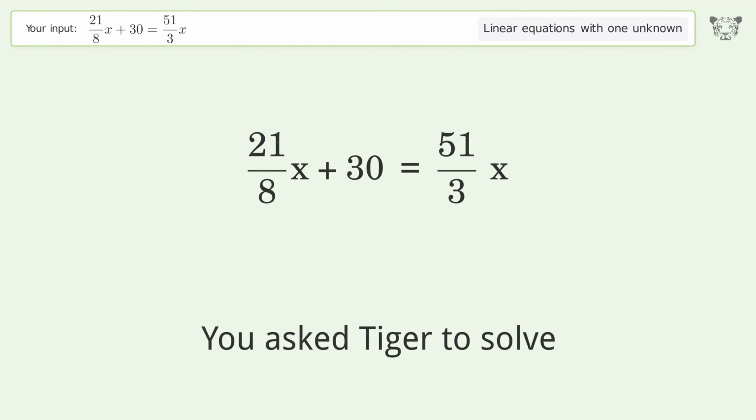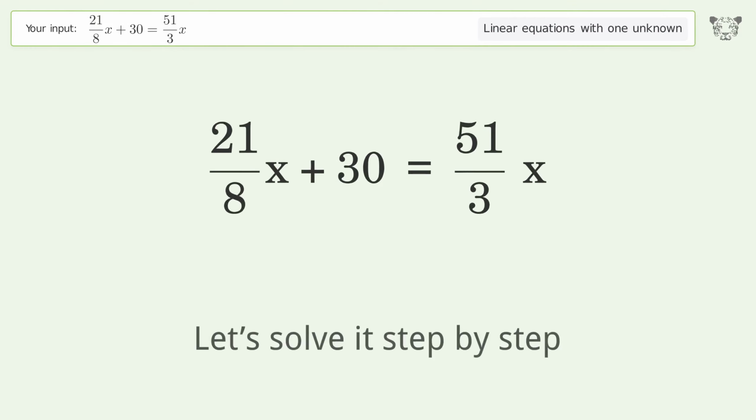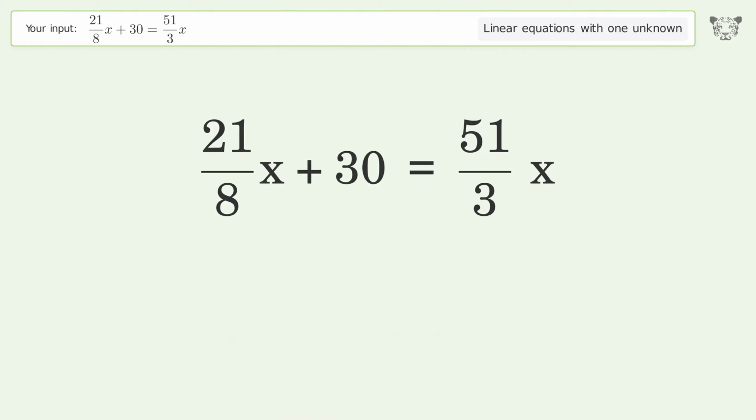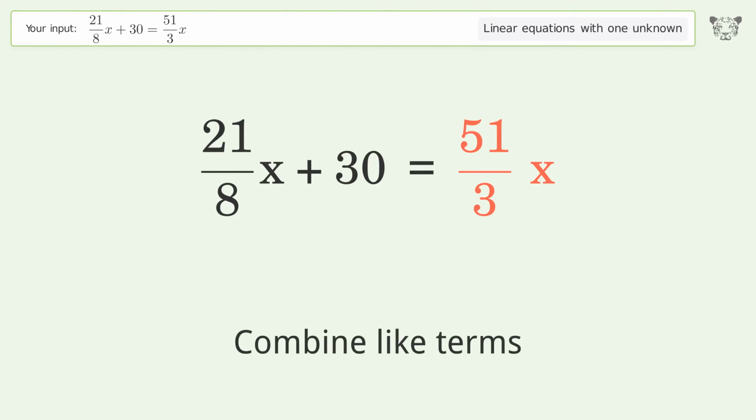You ask Tiger to solve. This deals with linear equations with one unknown. The final result is x equals 48/23. Let's solve it step by step. Simplify the expression. Combine like terms.